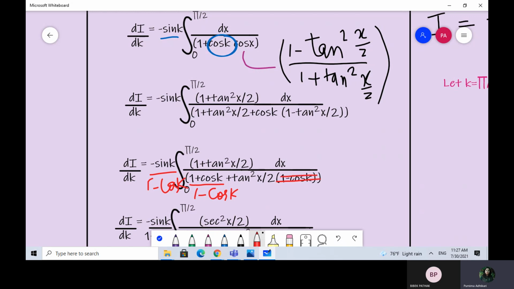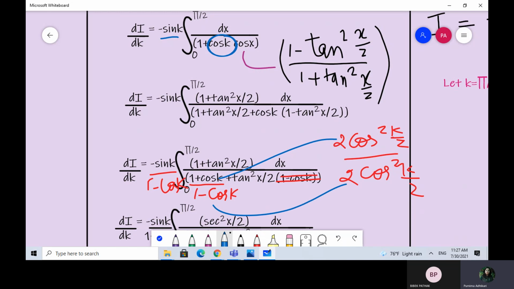So what is 1 plus cos k over 1 minus cos k? Isn't it 2 times cos square k by 2, divided by 2 times 1 minus cos k? Oh, I made a mistake. I've written cos x only here also. It's sine. So what did your expression become after simplifying?